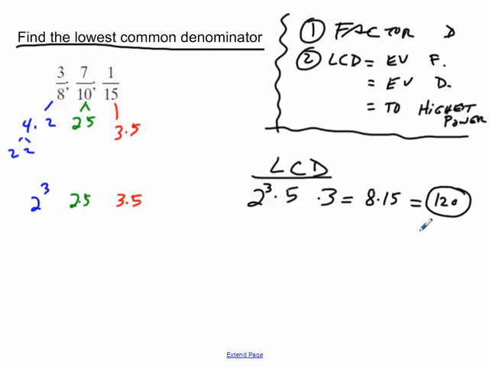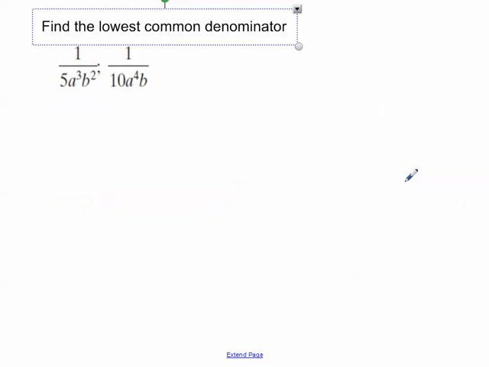And there's our lowest common denominator. And that lowest common denominator allows us to multiply 8 times something to get to 1/20th, 10 times something to get to 1/20th, 15 times something to get to 1/20th as well. And that's the whole idea behind the lowest common denominator.